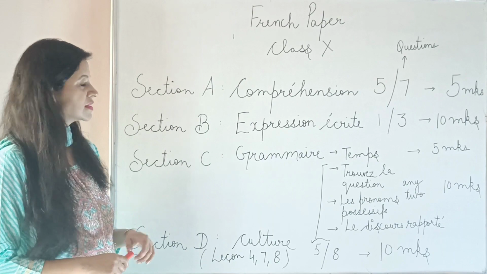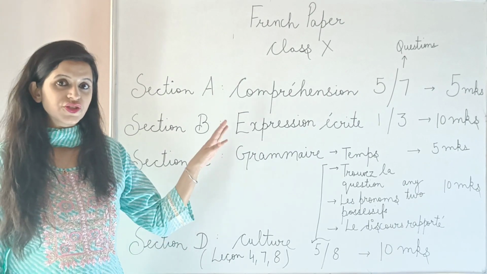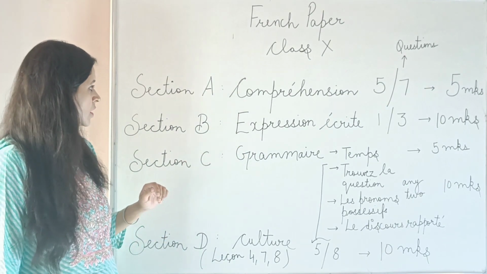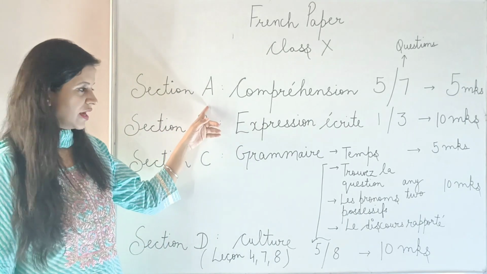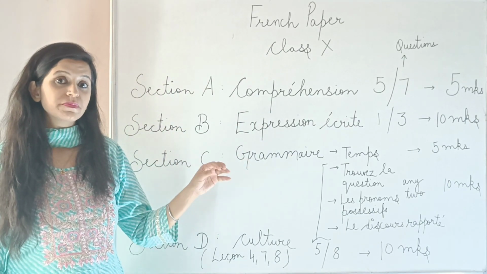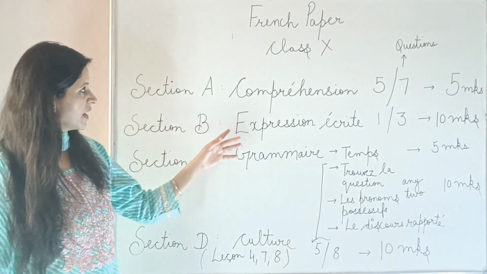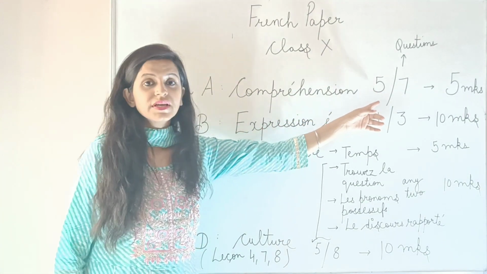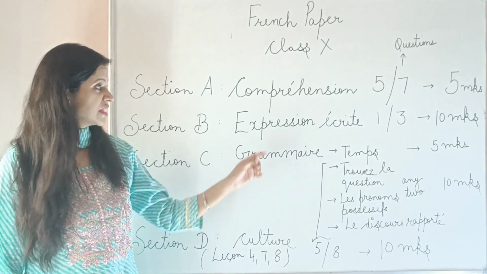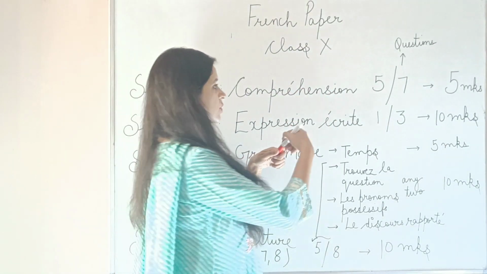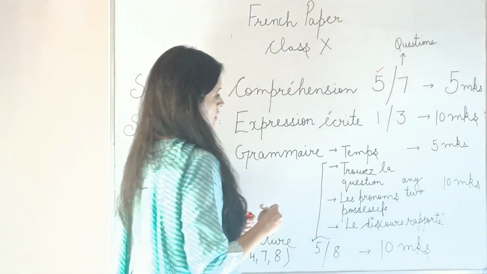So let's quickly discuss the blueprint of the French paper that you will be having on 21st. There will be 4 sections in the paper, starting with section A, which will be a comprehension passage. In the comprehension passage, you will be having 7 parts in total, out of which you need to attempt any 5, and it will be of 5 marks.